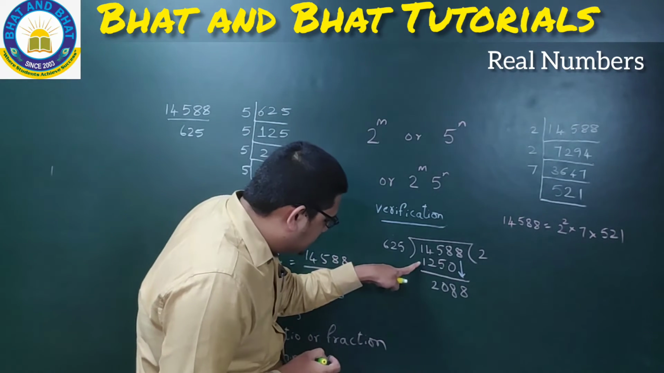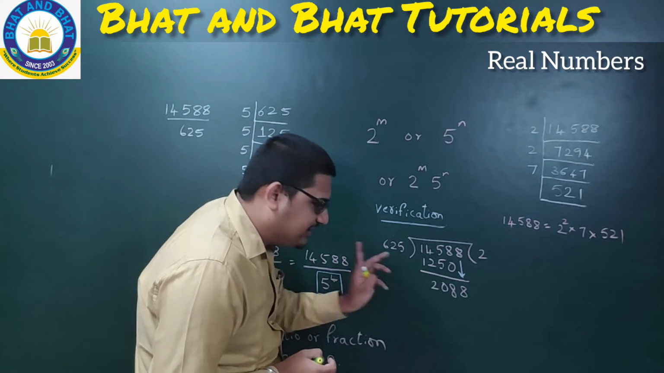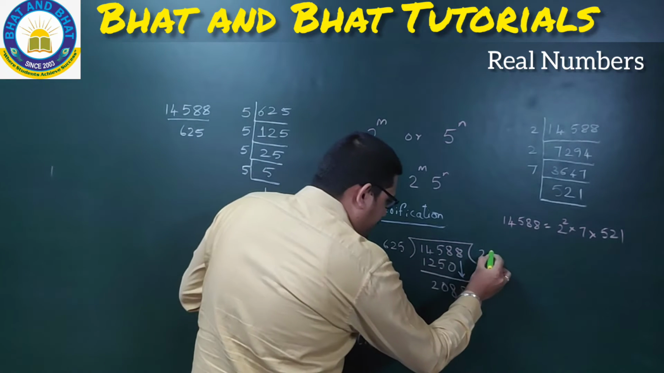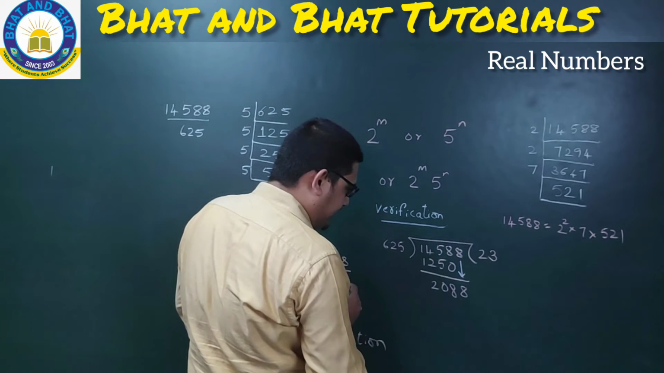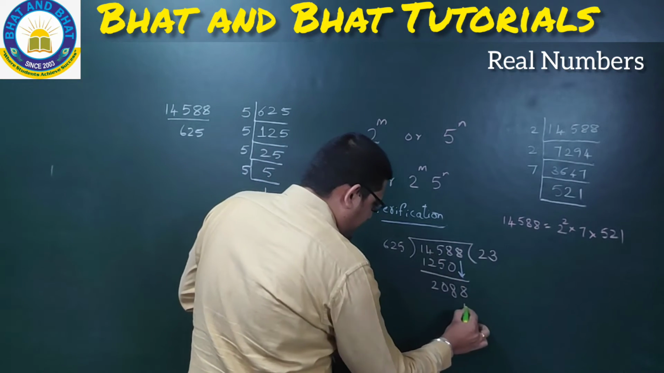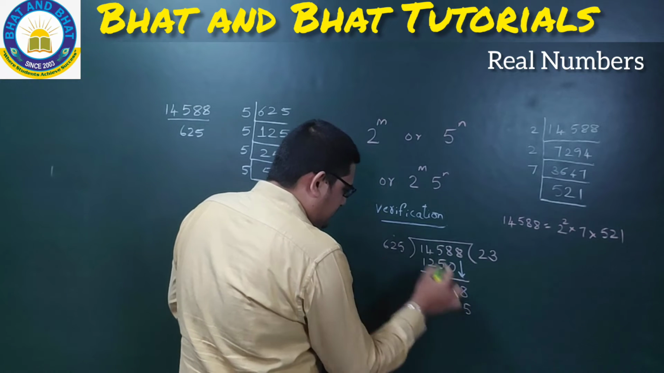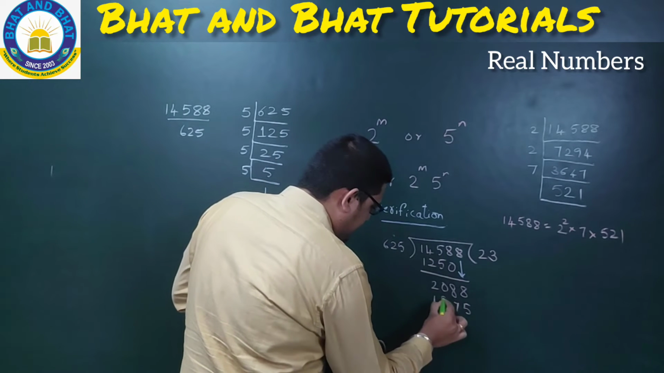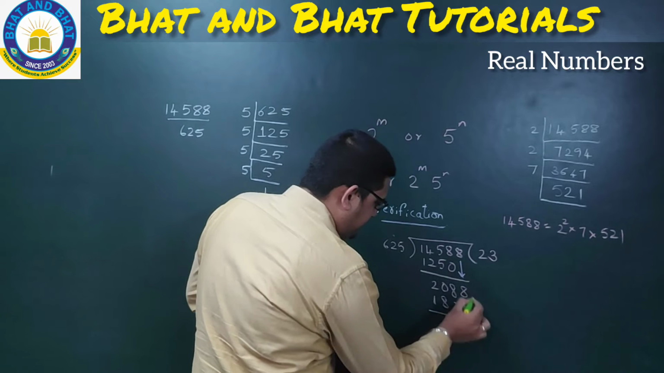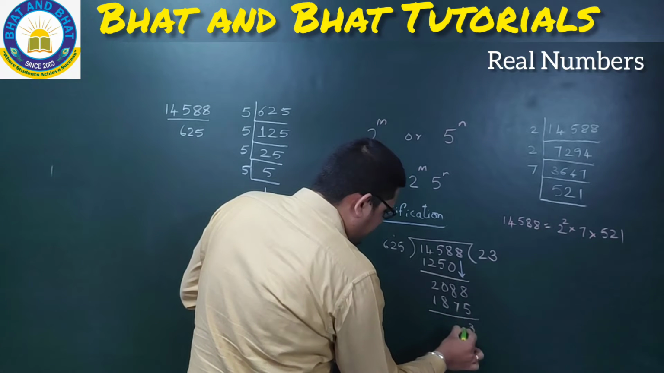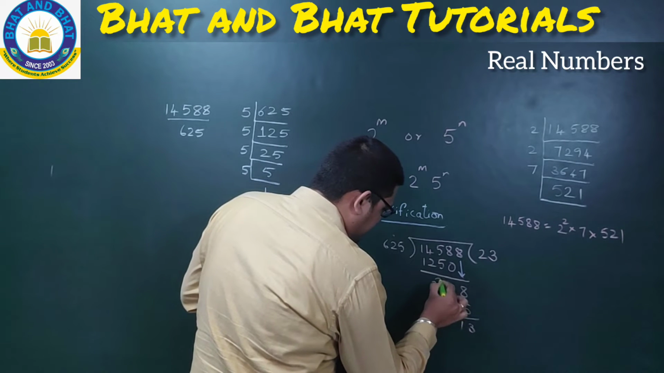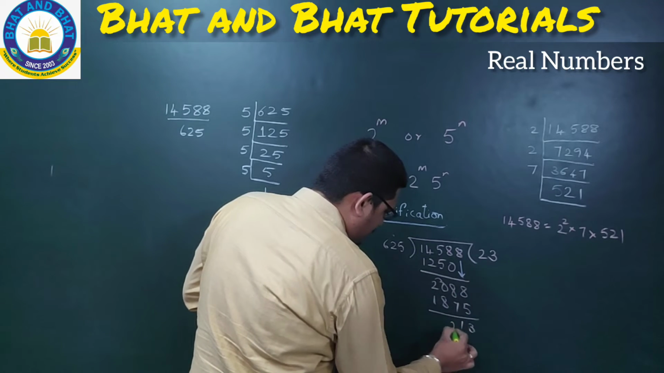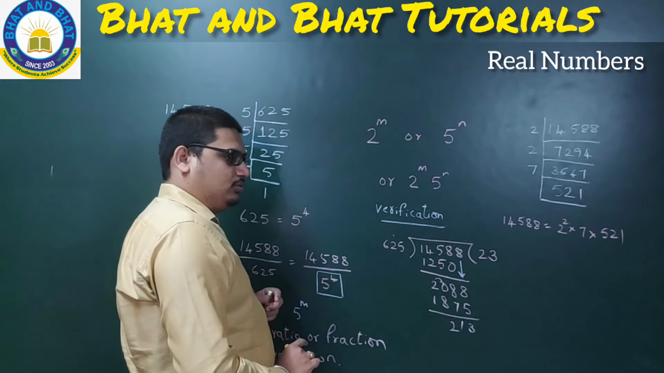Since 2 times was 1250, if I make one more addition, it will be bigger than this. So I will go for 3, correct? So 3 5s are 15, 3 2s are 6 plus 1 is 7, 3 6s are 18. 8 minus 5 is 3, 8 minus 7 is 1. So I have to take a carry, 10 minus 8 is 2. I am left with 213.